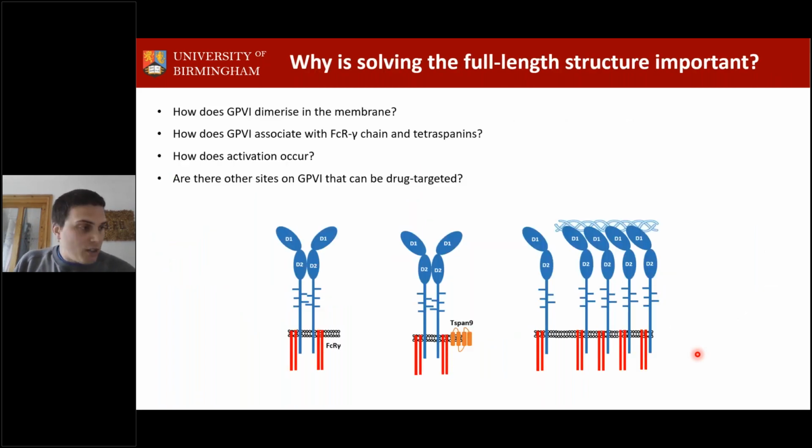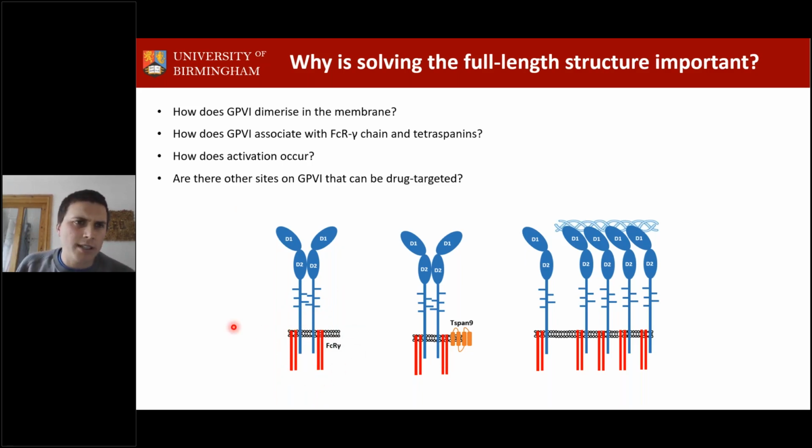And then in my title, one of the things was trying to move towards the full-length structure of GP6, because we're looking at very small fragments. We're only looking at this portion in all our structures. So I really wanted to try and solve the structure of the full-length complex, in particular bound to the FcR gamma chain, to get that whole complex.